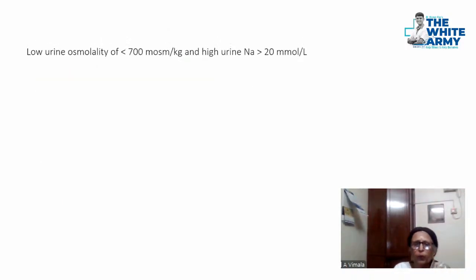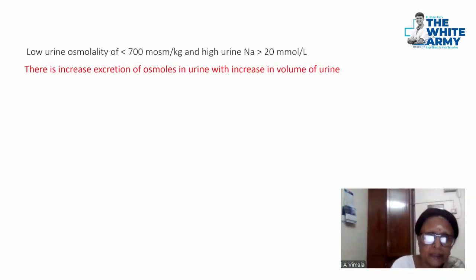If the urine osmolality is low and the sodium is high, that means there is a dilute urine. The plasma osmolality was high, so you would have expected the urine osmolality to be high if the kidney is behaving properly. But the urine osmolality is low and the urine sodium is more than 20, that means there is increased excretion of osmoles in the urine with increase in volume. In the earlier case, there was increased excretion of osmoles in a lesser volume of water. Here, the volume of water is increased disproportionate to the increase of excretion of osmoles.